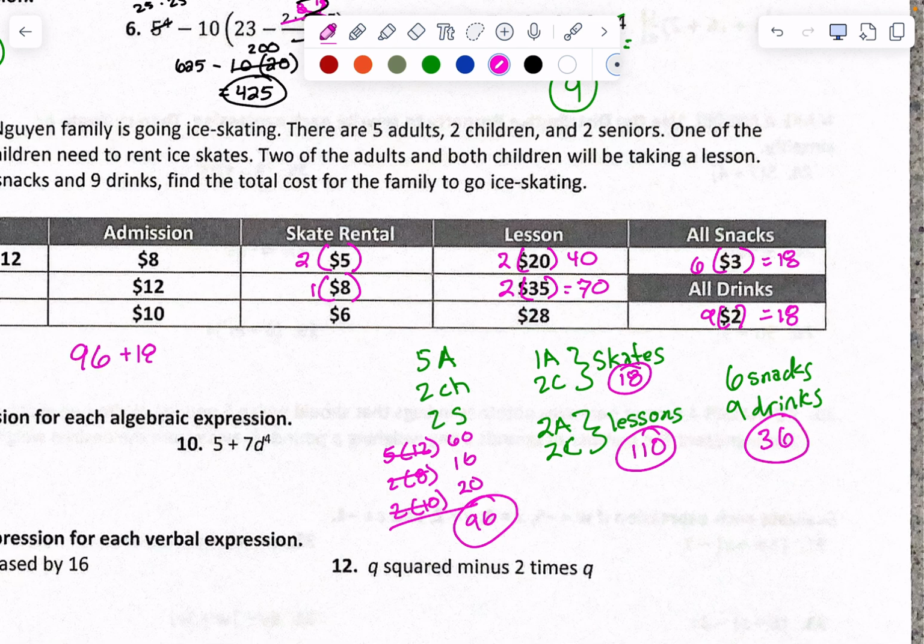So now we add all together. 96 plus 18 plus 180. Or 180, 110. Plus 36. 260. That's an expensive trip for 9 people.